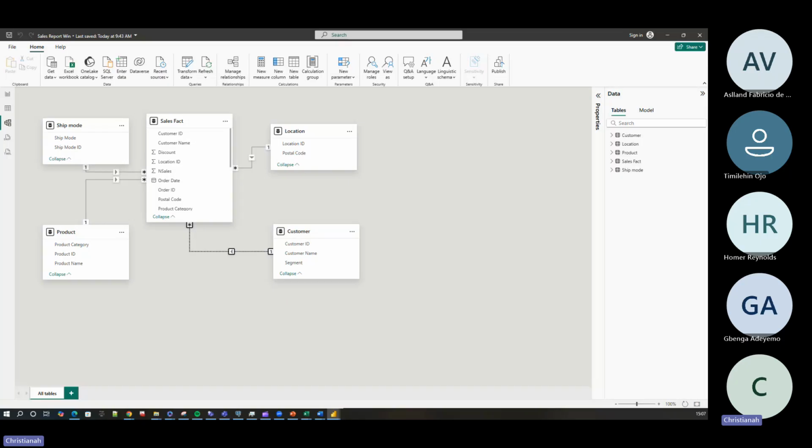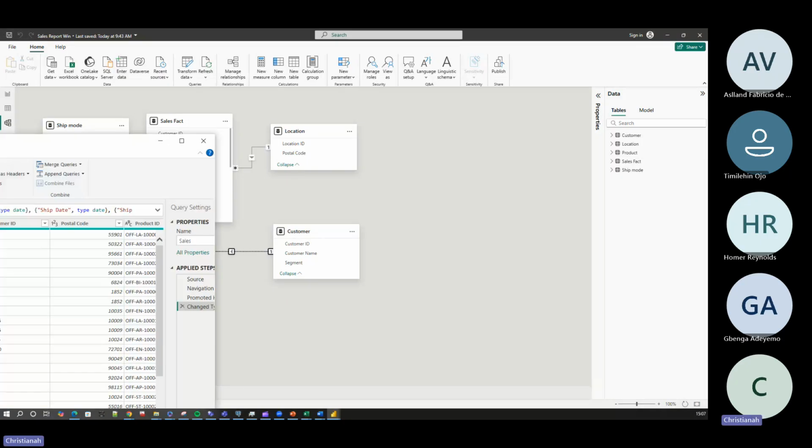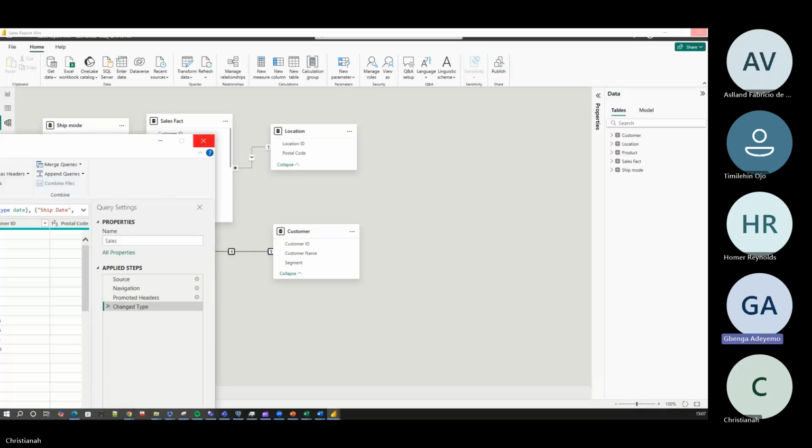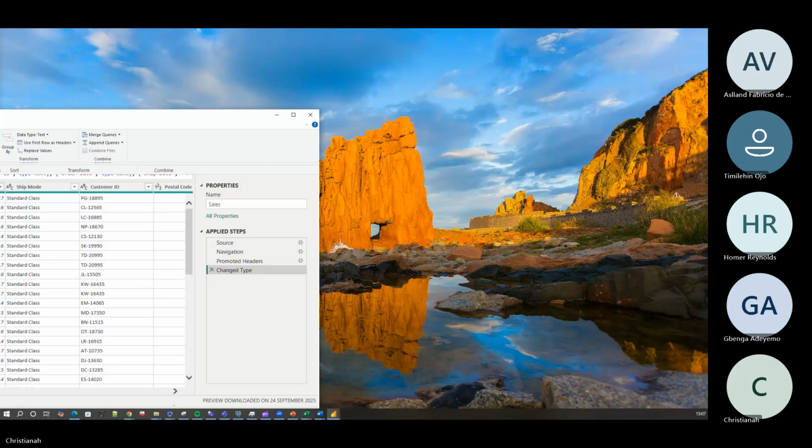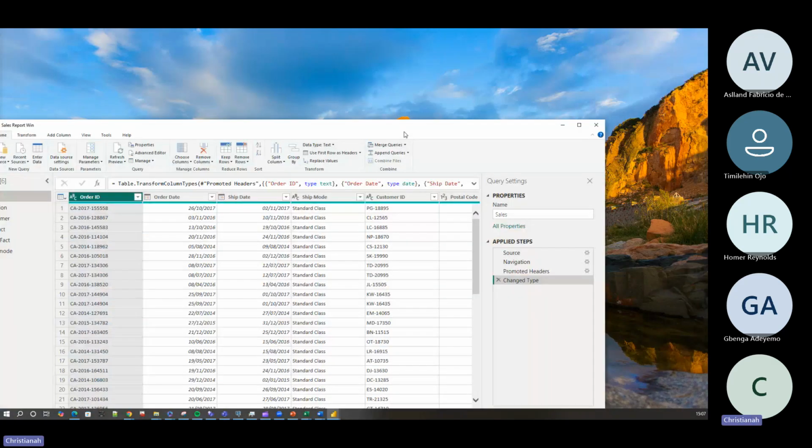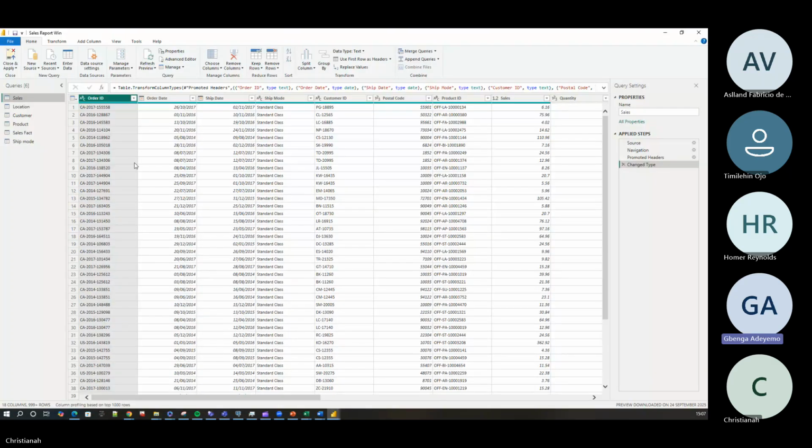Can you see my screen? Clearly. Can you still see my screen? But we can't see your Power Query screen. Okay, I think something went wrong. My screen suddenly went blank. Oh, sorry about that. It's up now. Can you see my Power Query now? It's coming up. Yes, we can see it now.